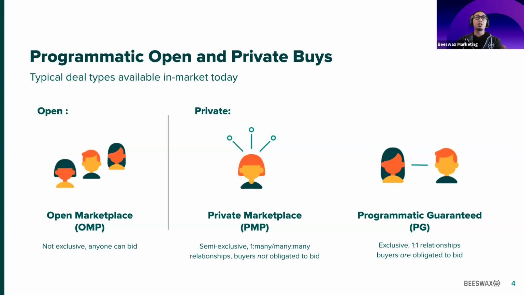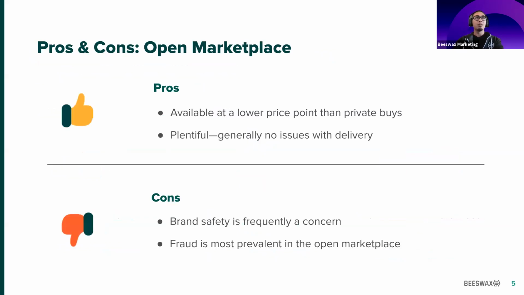On the other hand, this is in stark contrast to programmatic guaranteed, which is exclusive and does have a one-to-one relationship between sellers and buyers. And it's not really an auction because buyers are obligated to bid when inventory is sent to them through a programmatic guaranteed deal. Frequently, you'll see contractual requirements of a 95% bid rate or higher when it comes to programmatic guaranteed. So let's dig into some pros and cons.